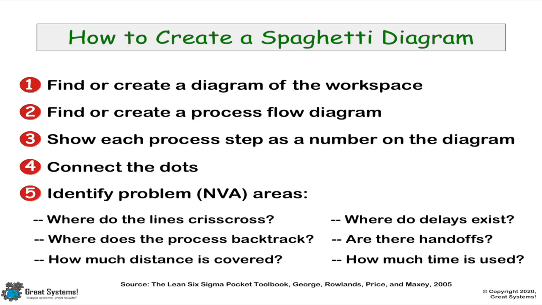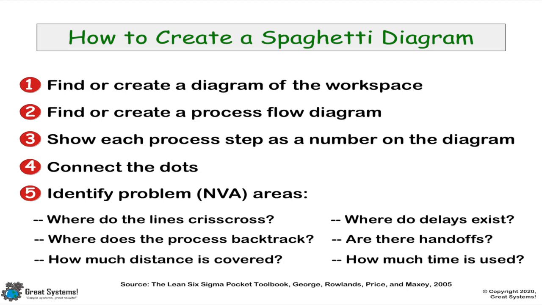Spaghetti diagrams are the most common means of using workplace layouts from a lean perspective. They are called spaghetti diagrams because the combination of material movement lines or people movement lines that the workplace layout has on it look like strings of spaghetti. You can create a spaghetti diagram by following these 5 steps. First, you need to find or create a workplace diagram.